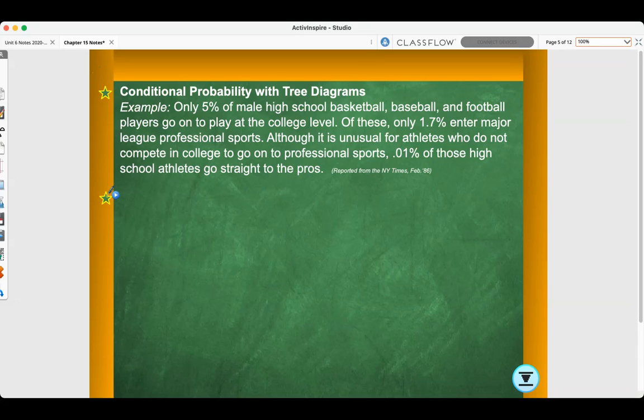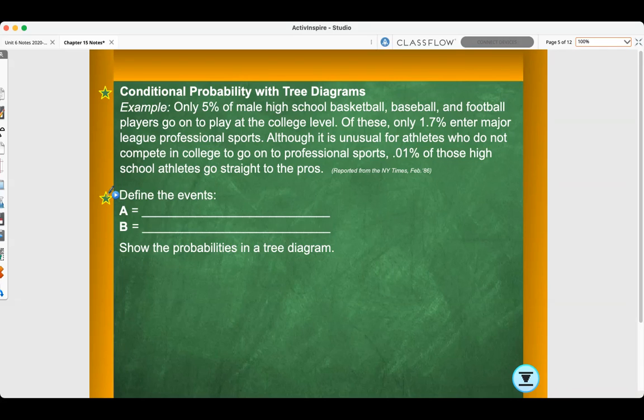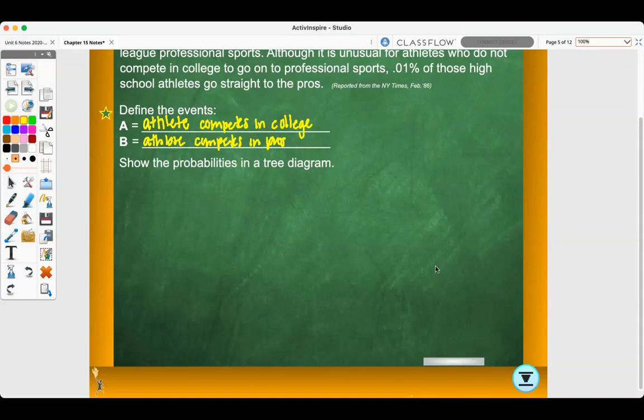So we're going to define our events and then draw a tree diagram of this. Event A is athlete competes in college. Event B, athlete competes in pros. So now we're going to show the probabilities in a tree diagram.